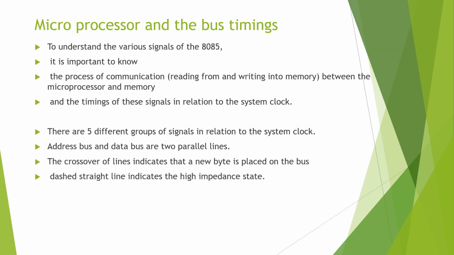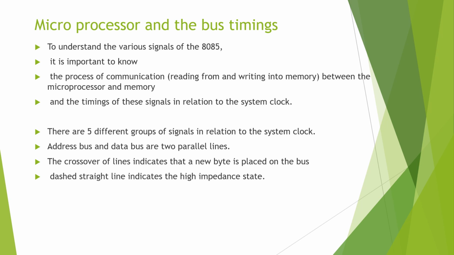To understand the different signals of 8085, it's necessary to know the process of communication between the microprocessor and memory, and even the timing of these signals in relation to the system clock. The communication is for reading from the memory or writing into memory. There are 5 different groups of signals in relation to the system clock.